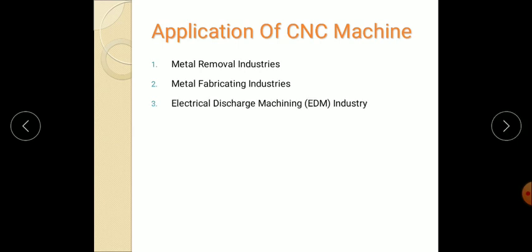The next one is the electrical discharge machining, EDM industries. In this industry, it removes the metal by generating sparks which burn the metal. Then other industries where CNC machines are used: it is used mostly in woodworking industries, which perform various operations like routing, similar to milling operations, and drilling.